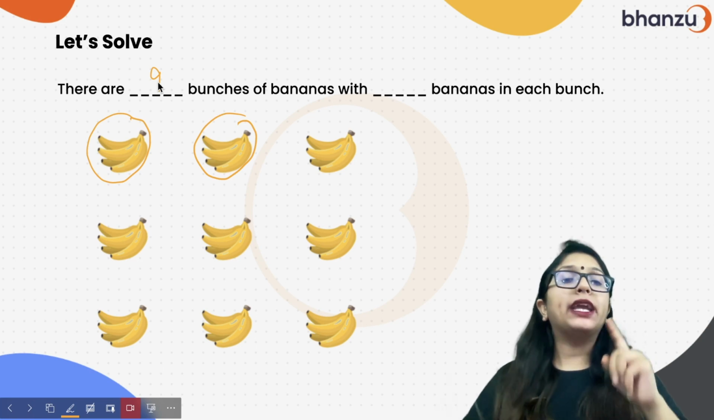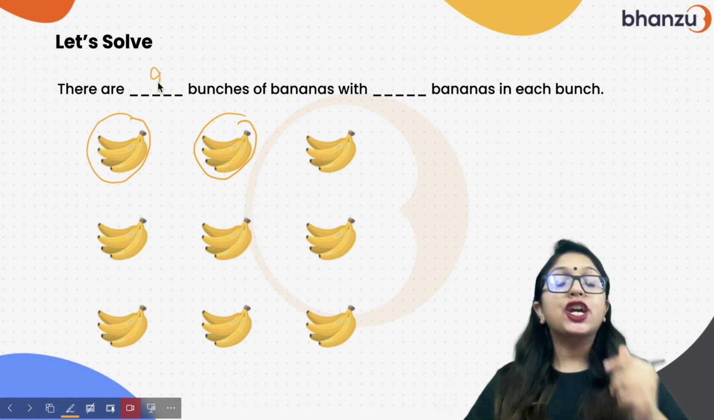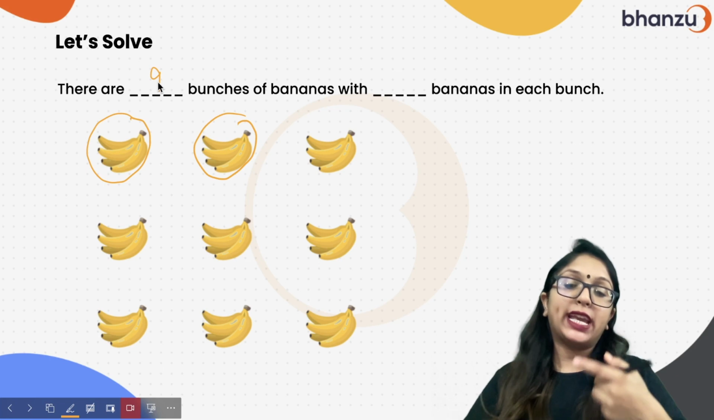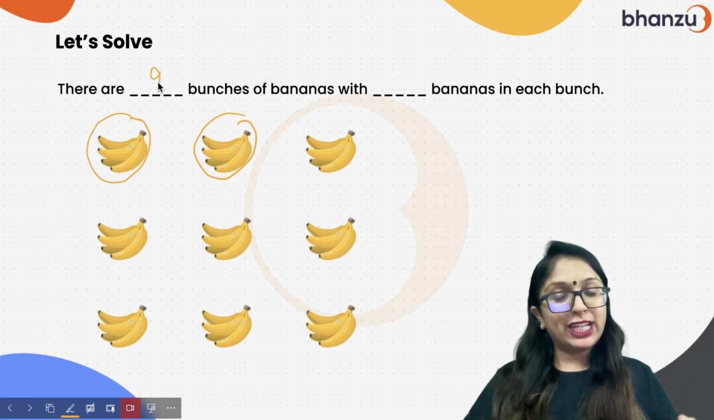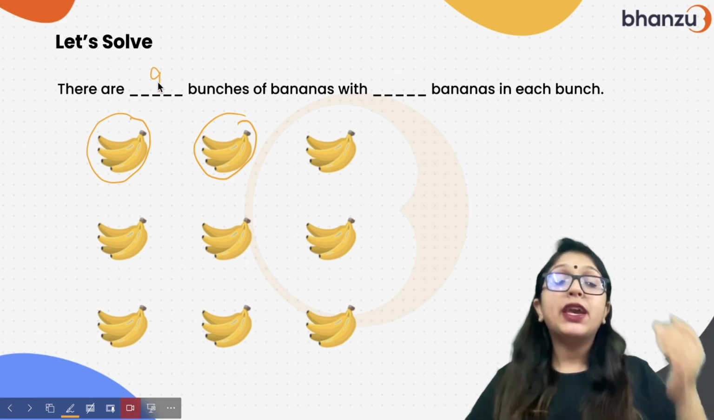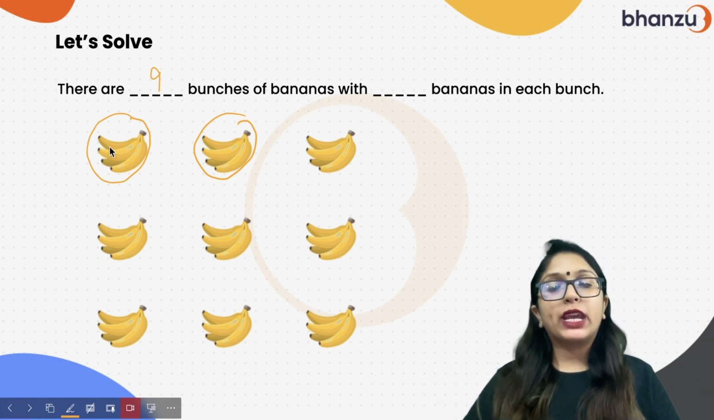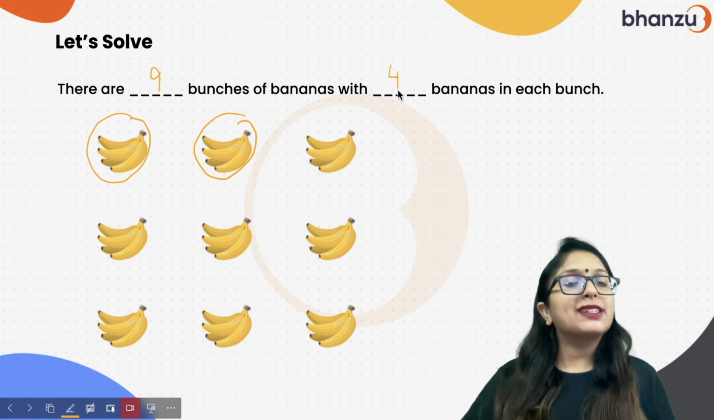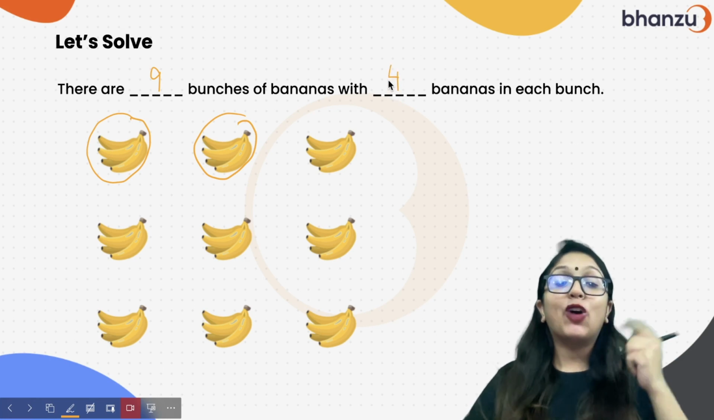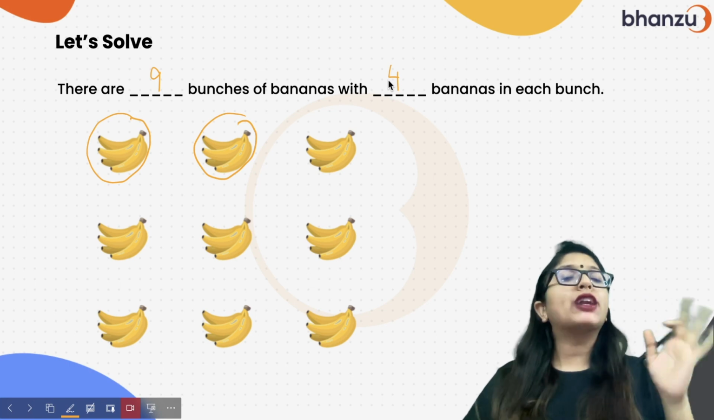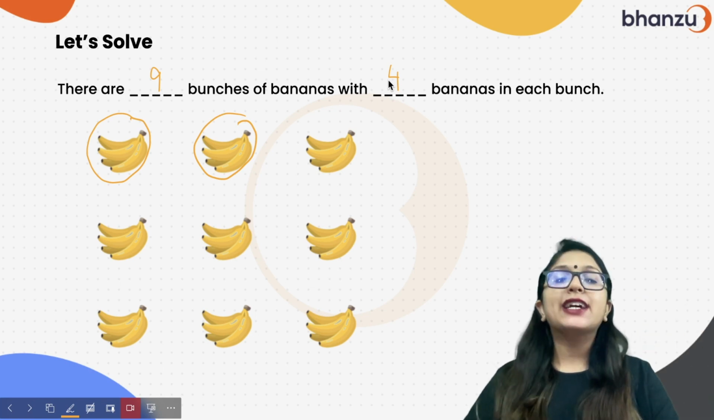And how many bananas are there in each bunch? You can count in just one because we can see that all of these bunches are exactly the same and there are equal numbers of bananas in each bunch. So you can count in just one. 1, 2, 3, 4. So there are 4 bananas in each bunch. Did you understand how we can count it so easily? You don't have to count again and again, right? So let's go ahead and solve one more question.